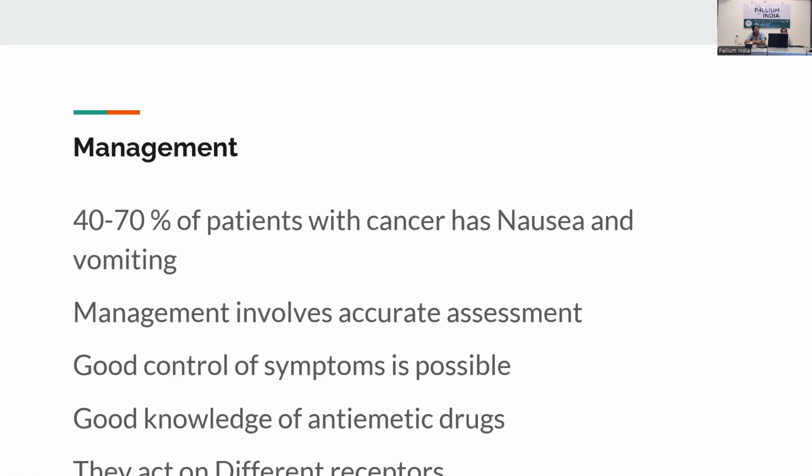And here, like I told, management involves accurate assessment. We should take a proper history. We should understand the cause of the vomiting, not just throw antiemetics at it. Then we'll get good control of the symptom, and next we'll study the antiemetic drugs. For an accurate assessment, we need to study the causes and how the drugs act. So we are slowly coming to the drugs. Okay, next slide.